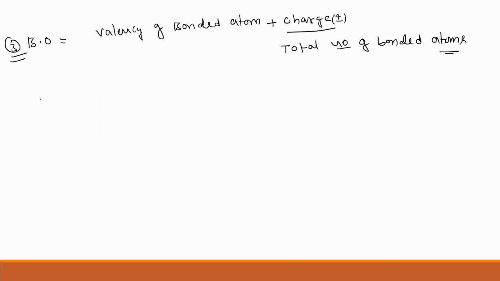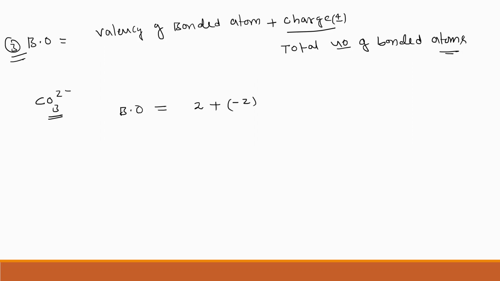So now I am taking the same example, our carbonate ion, CO3 2 minus. Here, what is the bonded atom? The bonded atom is oxygen. What is the valency of oxygen? The valency of oxygen is 2. Valency is nothing but combining capacity, so the combining capacity of oxygen is 2. And what is the charge here? The charge is minus 2.